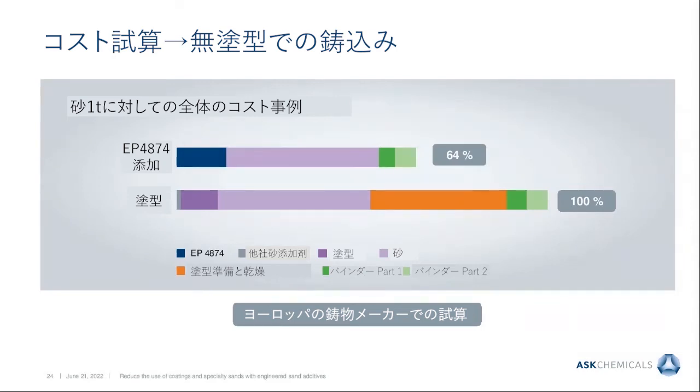This is really a huge cost saving. If you look on the bottom bar, this is a situation with coating. You have the coating material itself, but you also have the coating preparation. You need manpower and you need drying energy. And as you know, nowadays energy is very expensive.